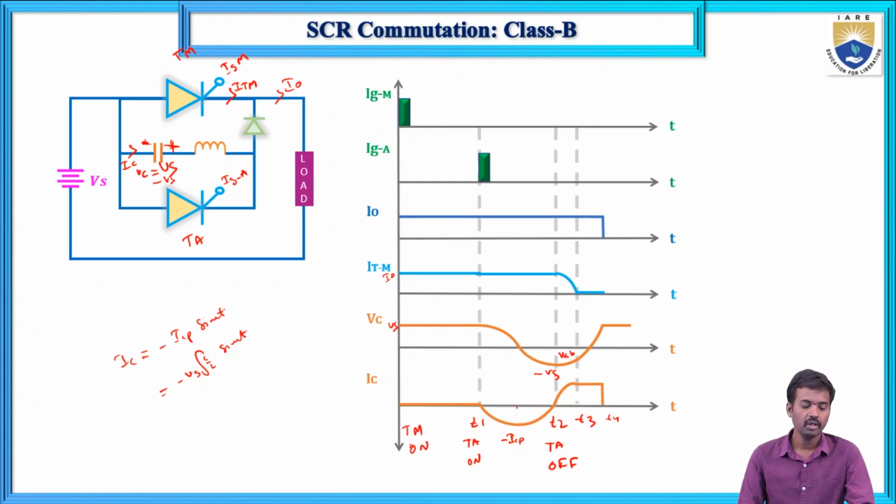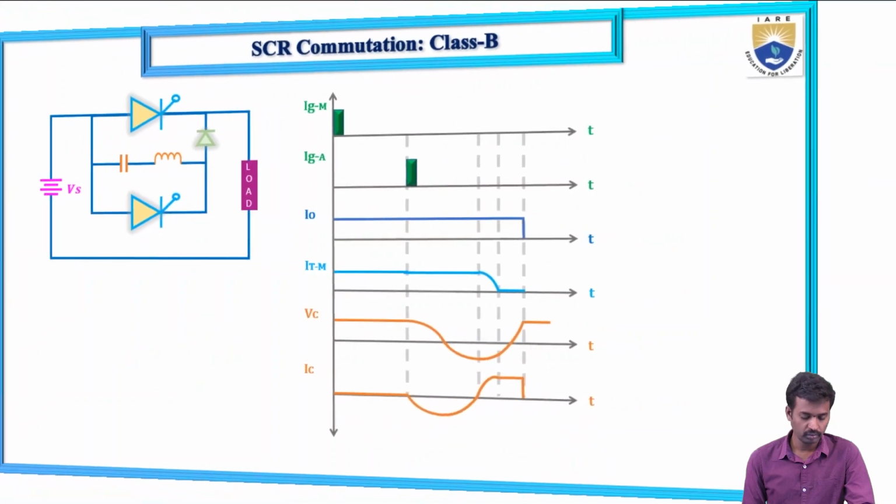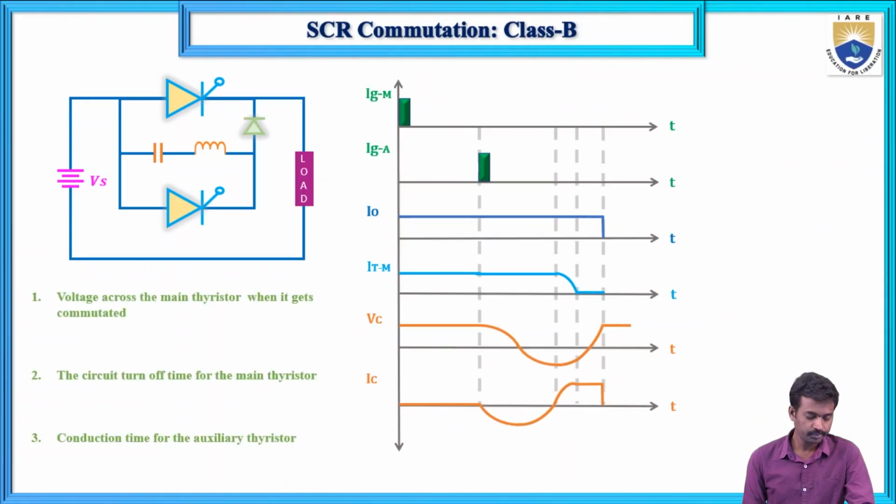So in this way, class B commutation. The main reason here is that to turn off this SCR, we use an auxiliary thyristor, inductor, capacitor and diode. So now we have some questions here.